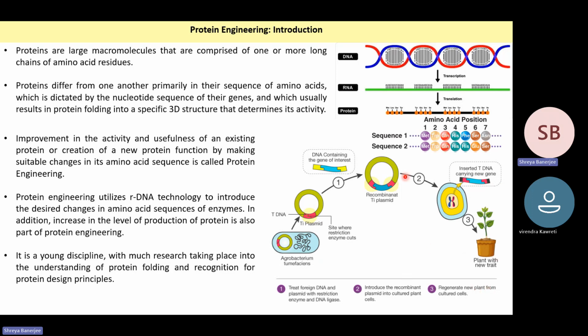So this is the recombinant DNA technology, by which, instead of the native gene, whatever is present, we can insert the gene that we want, so that a mutated protein is produced from the new gene instead of the native protein. In addition, increase in the level of production of protein is also part of protein engineering. So using this method, a lot of the protein can be expressed very quickly.